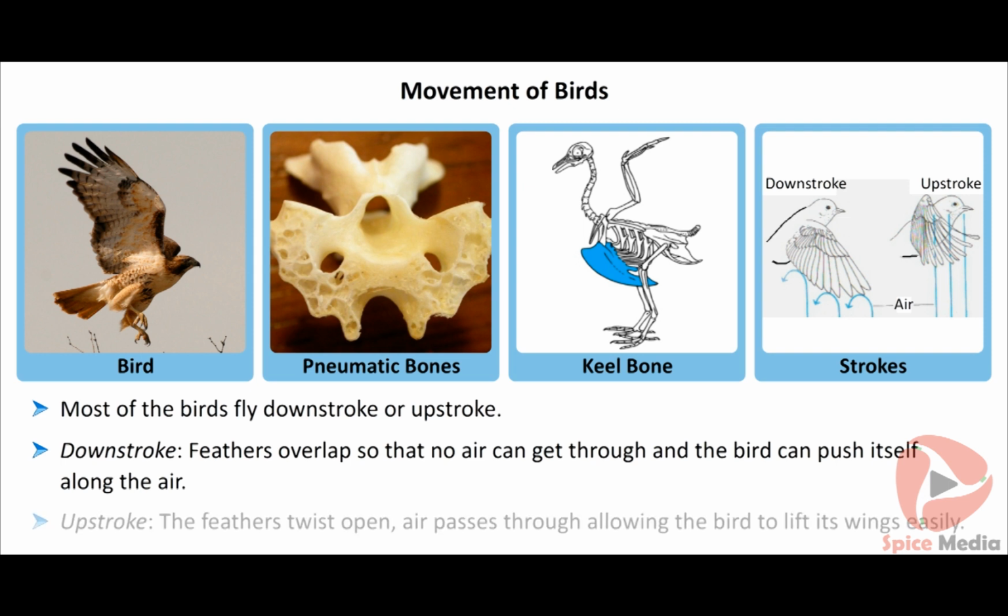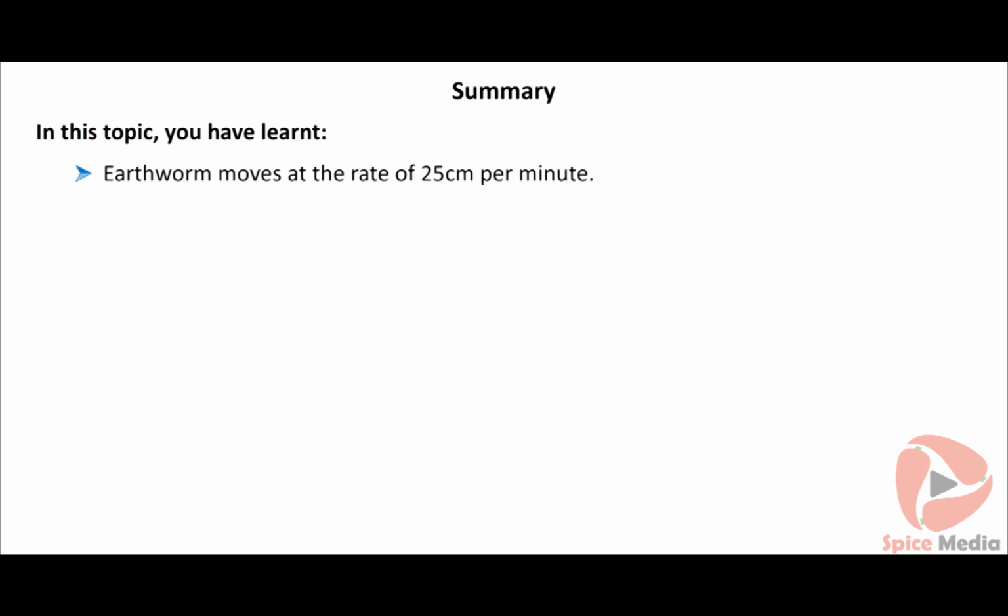The flight muscles are anchored to a bony flap on its chest. This flap is otherwise called as keel. The pectoral muscles pull the wing downwards and upwards. Most of the birds fly by downstroke or upstroke.